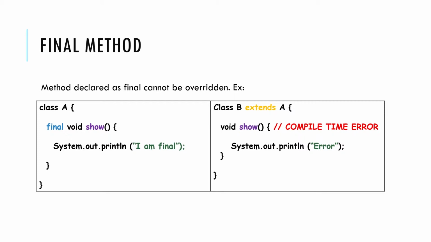Here is an example which has two classes, A and B, where A is a superclass and B extends A. I have a method show in class A and I declared it as final. In class B, when I try to override the show method, the program will not compile and will throw a compile-time error that it cannot override the final method.